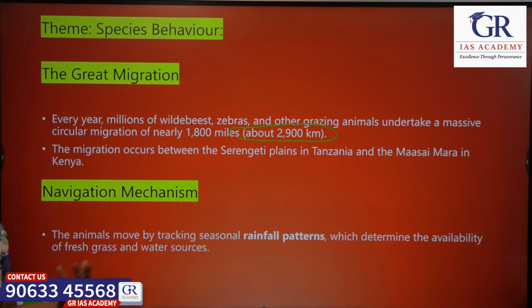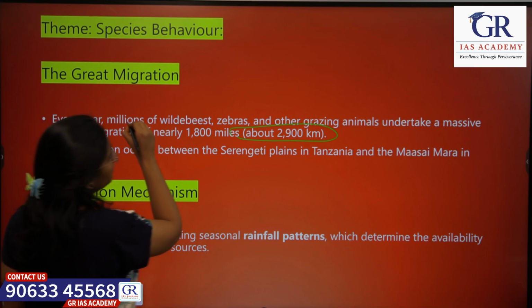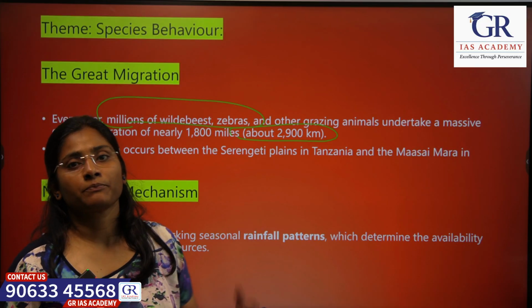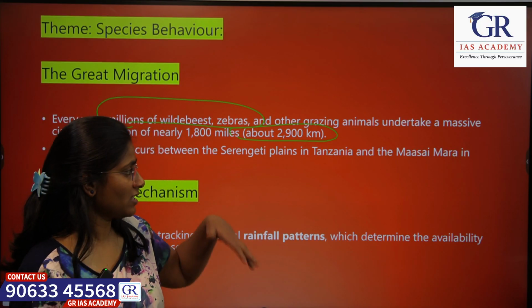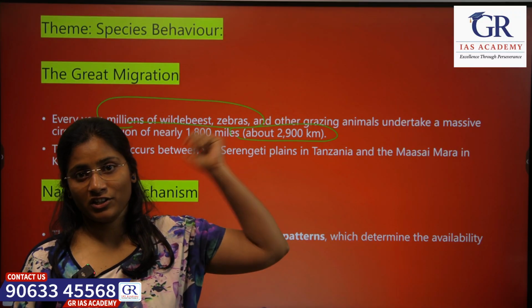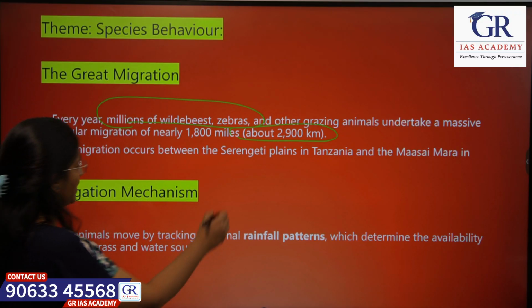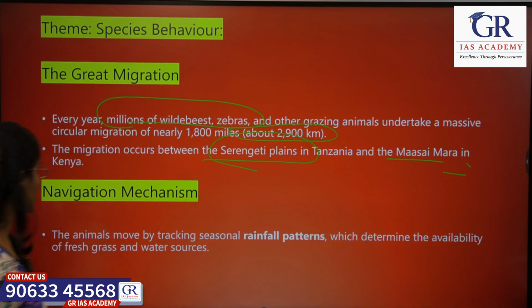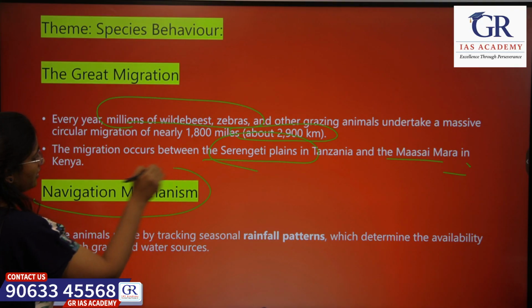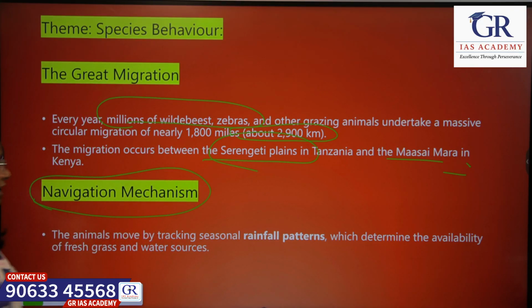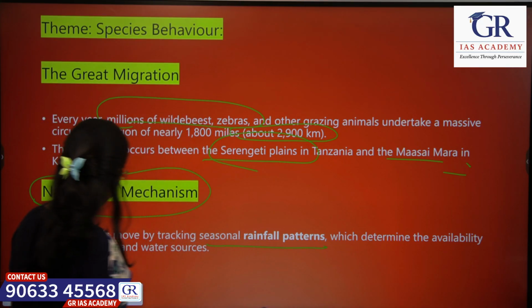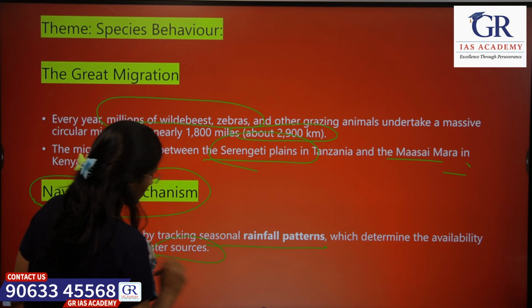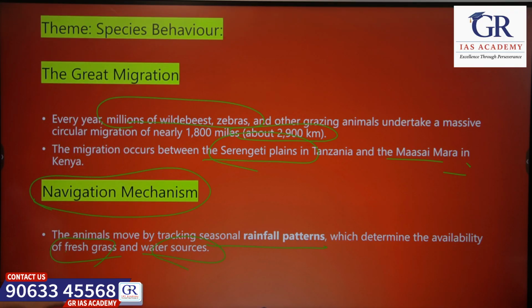And this is a massive migration where millions of wildebeest and zebras travel from one place to another, that is, from the Serengeti plains to the Masai Mara region of East Africa. So this migration is between the Serengeti plains and the Masai Mara region. And what do they use for navigation? They use seasonal rainfall patterns, because of which they can determine where fresh grass and water sources are available. Using that, they travel.